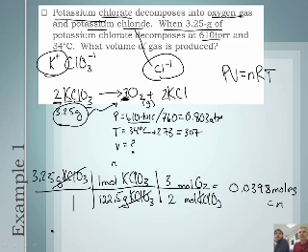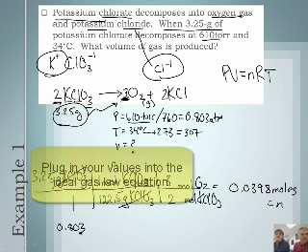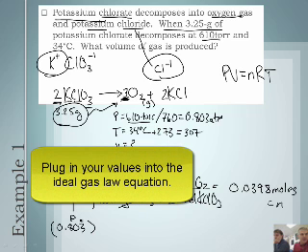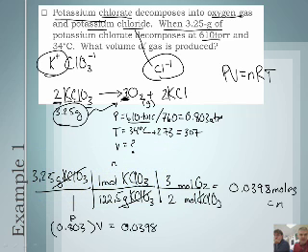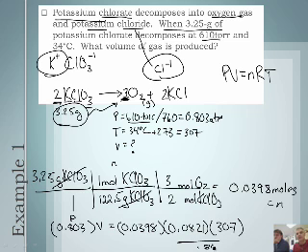So the pressure is 0.803. That's P. V is my x, equals n, which is 0.0398, times R. R, remember, is our constant, 0.0821. And my temperature is 307. Simply divide everything by 0.803.